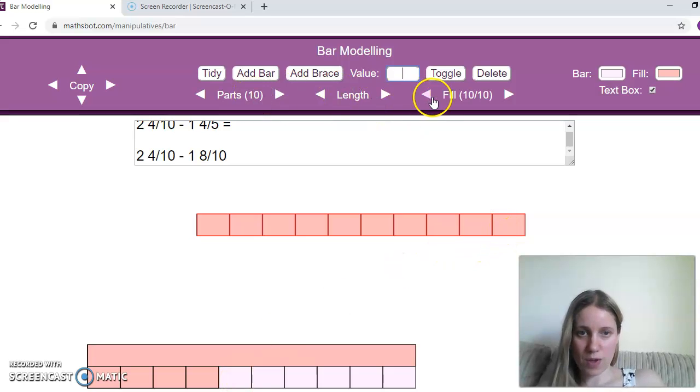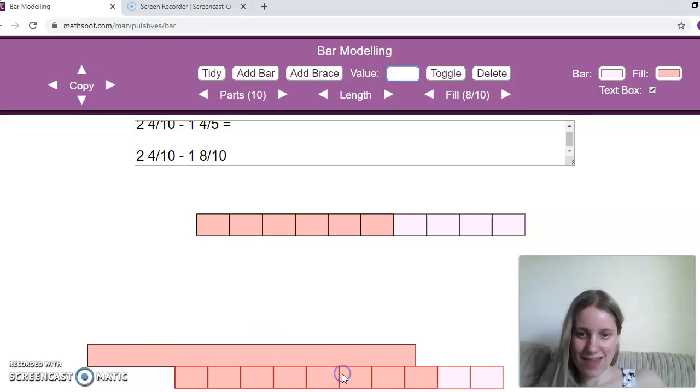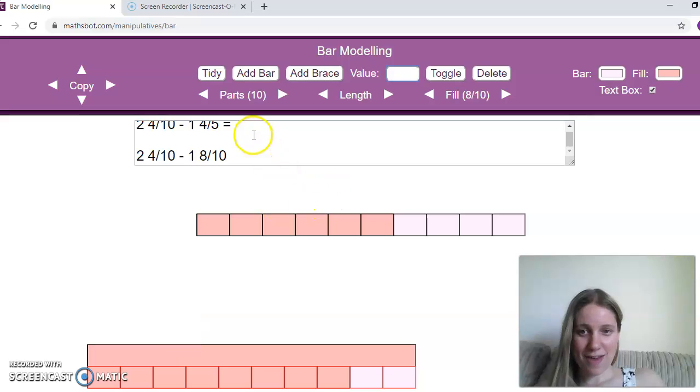So I'm going to take away 1, 2, 3, 4/10. And I might just pop them down here, 1, 2, 3, 4, because then I can see it. And I can say I've got here now 1, 2, 3, 4, 5, 6/10 up here. And down here, I've got 1 whole and 8/10. So I know now I've taken away the right amount. And therefore my answer is 6/10.